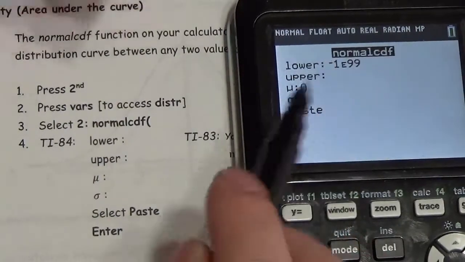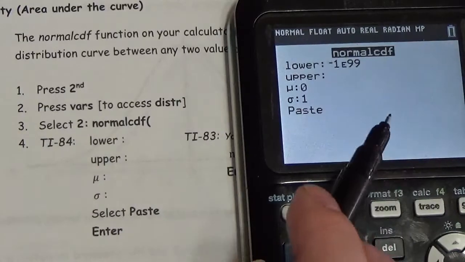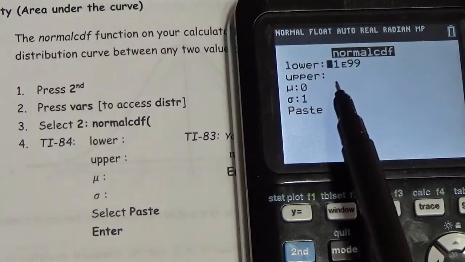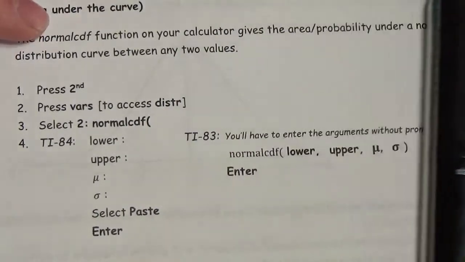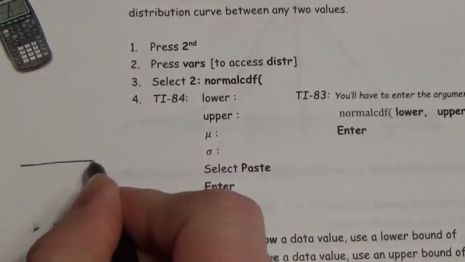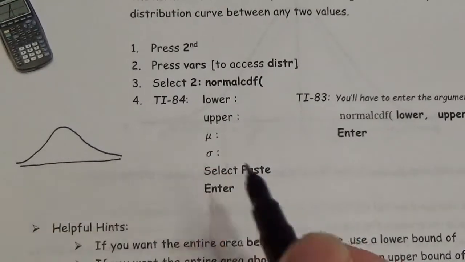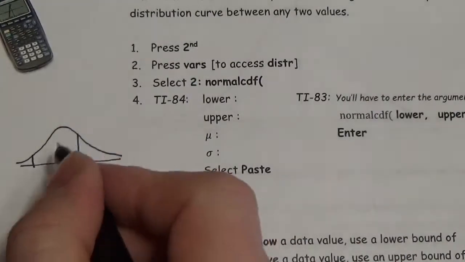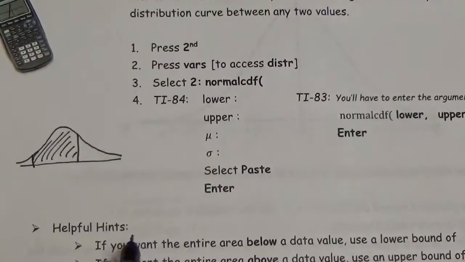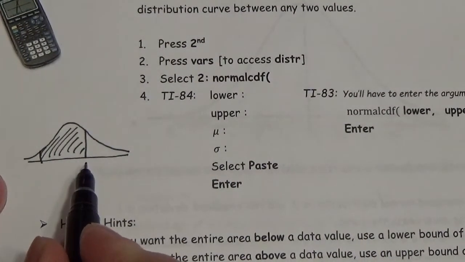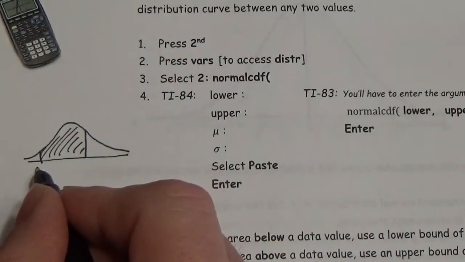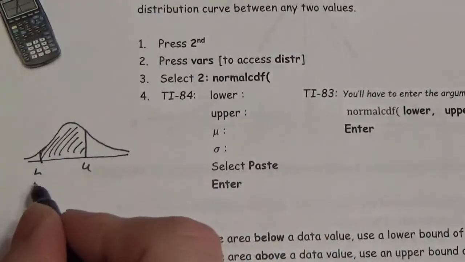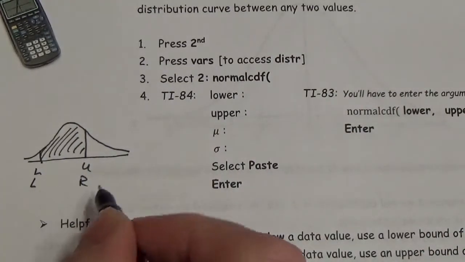Now, some of your calculators are going to do this a little bit differently. What my calculator is waiting for me to enter in here is a lower bound and an upper bound. Now, it might make more sense to think of it like this. We've got this normal curve. I want to know what the probability is of, let's say, being in this particular little region right here. It might make more sense to think of this as a left bound and a right bound, because that's where we're going, left and right here. So this is my lower bound, this is my upper bound, according to what the calculator is going to say here. But you might think of this as left and right instead.